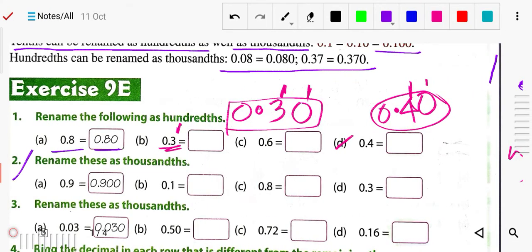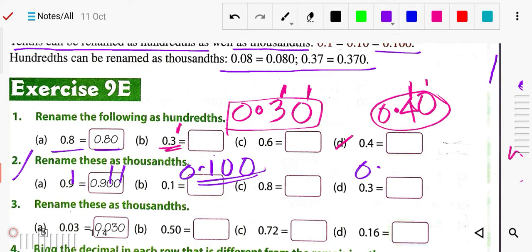Now question number 2: rename these as thousandths. Here only one digit is there, which means the tenth place. After the tenth we have to write the hundredth and the thousandth, so we add extra zeros. Similarly 0.1. This is only the tenth place, so we place one zero, it will be the hundredth. We need the thousandth, so place one more zero, and it will be the thousandth.